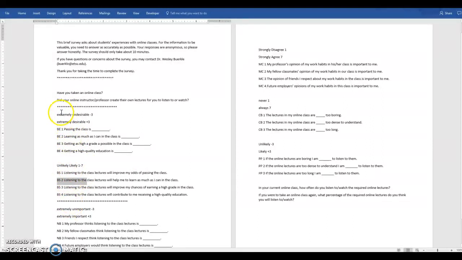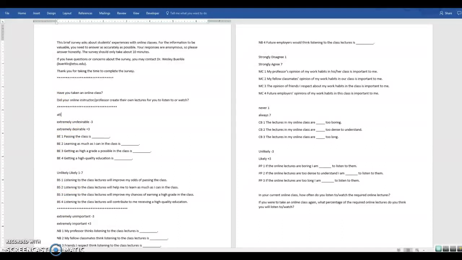Here, let me go ahead, I don't think I ever labeled these. At a glance I knew what they were, so I'm going to put in there: these are attitudes.